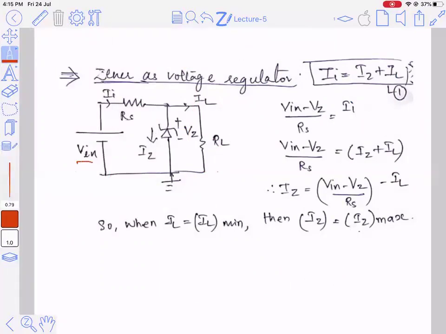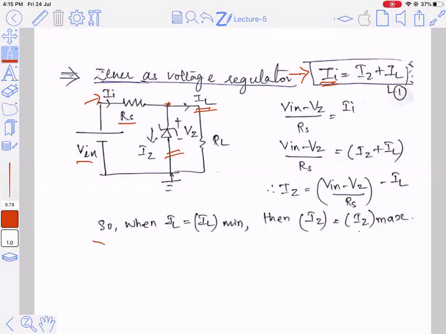So this is your VN, this is RS. I've taken this current as II. This current is split over here: one is IL through RL and another is IZ through VZ. So how can I write the current? Look at this particular equation. II is nothing but IZ plus IL. This current is split into IZ and IL. Now how can you write II?